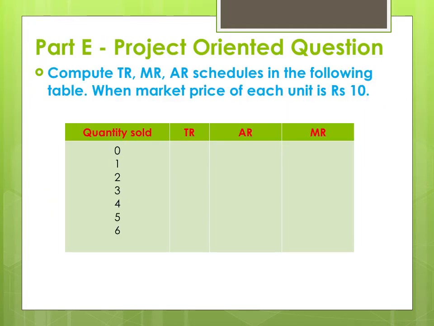We now come to the last part of the question bank, part E, the project oriented question. The question is: compute the total revenue, marginal revenue and average revenue schedules in the following table, wherein the market price of each unit is given as rupees 10. The quantity sold given is 0, 1, 2, 3, 4, 5 and 6. Let us see how you will solve this question.